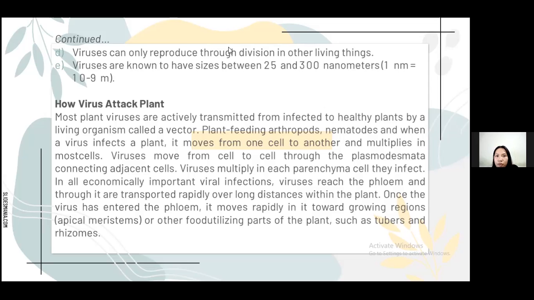parenchyma cell they infect. In all economically important viral infections, viruses reach the phloem and through it are transported rapidly over long distances within the plant. Once the virus has entered the phloem, it moves rapidly in it toward growing regions, apical meristems, or other food-utilizing parts of the plant, such as tubers and rhizomes.